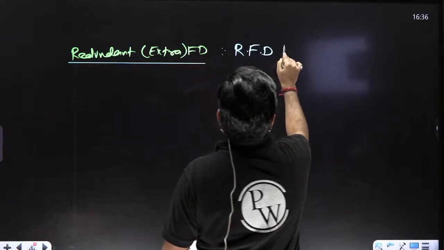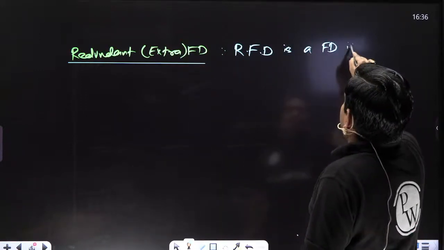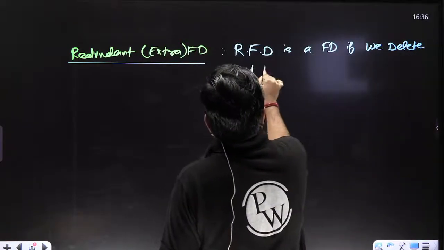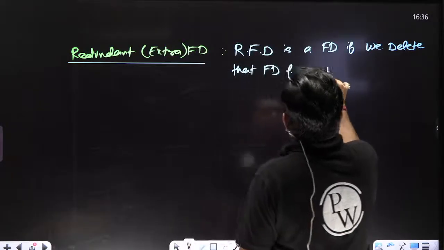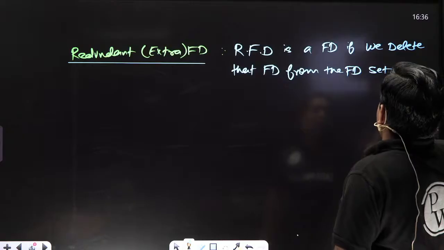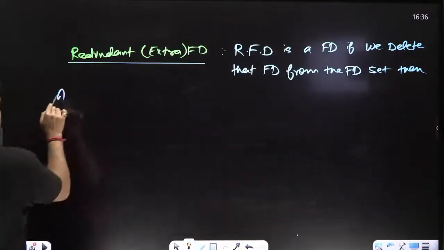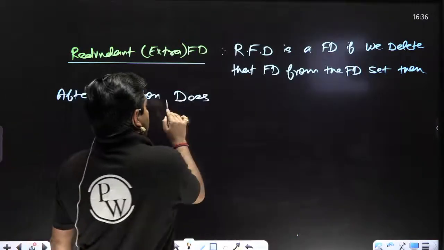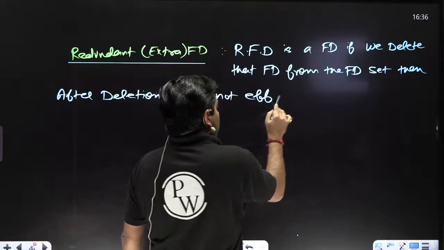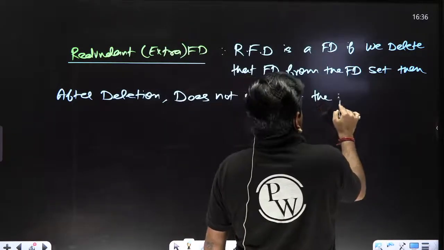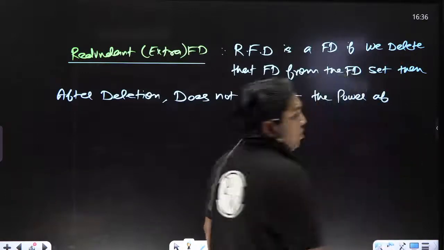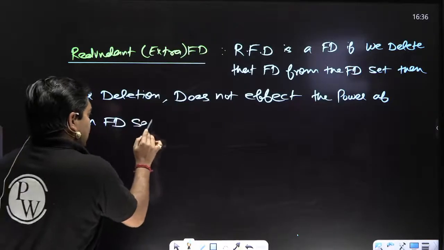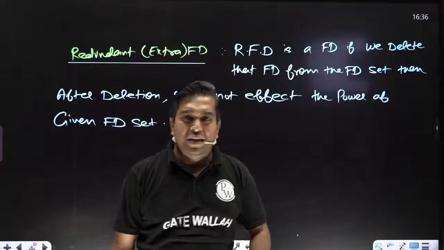Redundant FD is an FD which, if we delete that FD from the FD set F, then after deletion does not affect the power of the given FD set, my dear. What I'm saying, please try to understand.